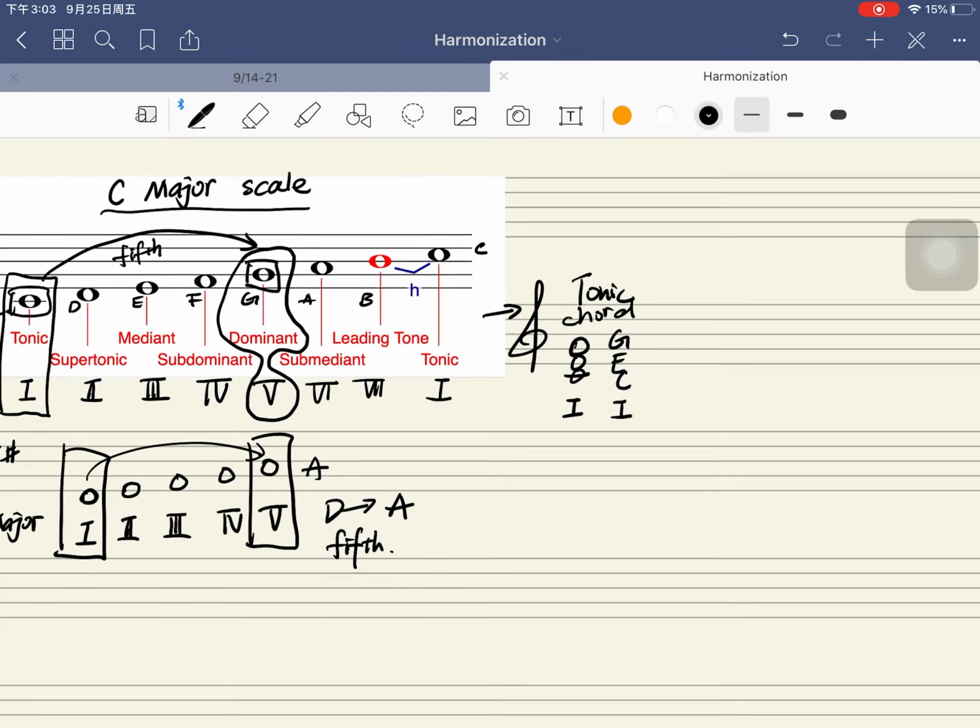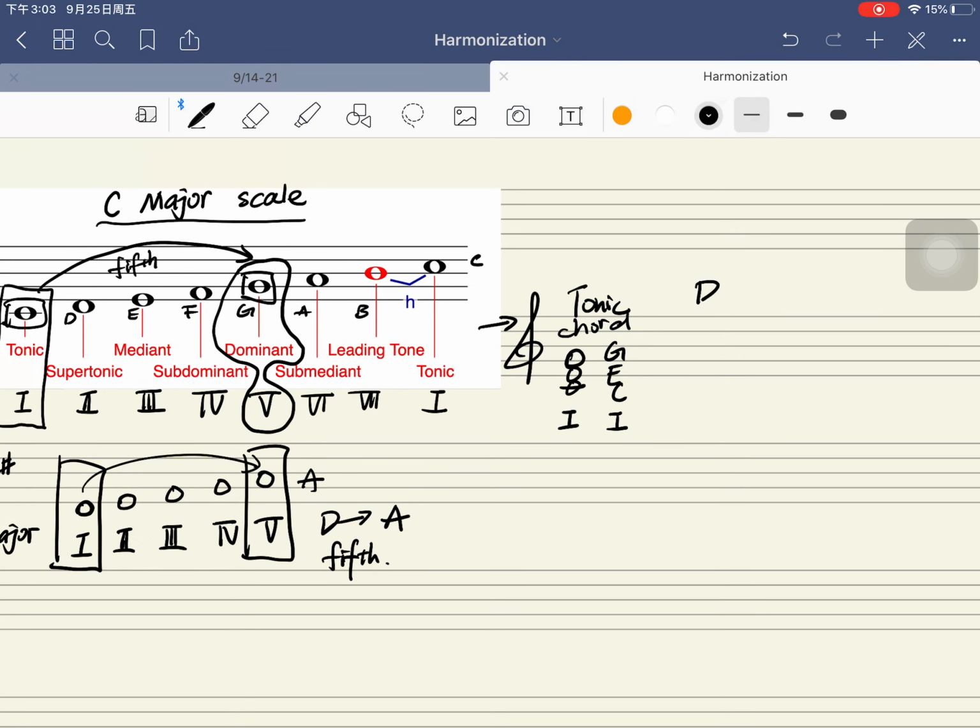And then let's look at the dominant chord. It starts on G. So this is a dominant chord. It's G, B, D.